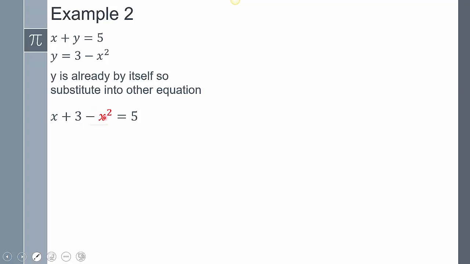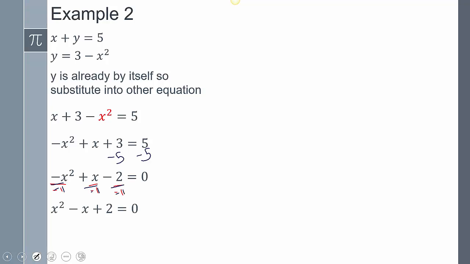Now I just want to turn this into standard form. So I rearranged it, putting the minus x squared first, then the plus x, then the 3, and that equals 5. Then I subtract 5 on both sides, and that's how I get the negative 2. Then divide everything by a negative. And that's how I get x squared minus x plus 2 equals 0.